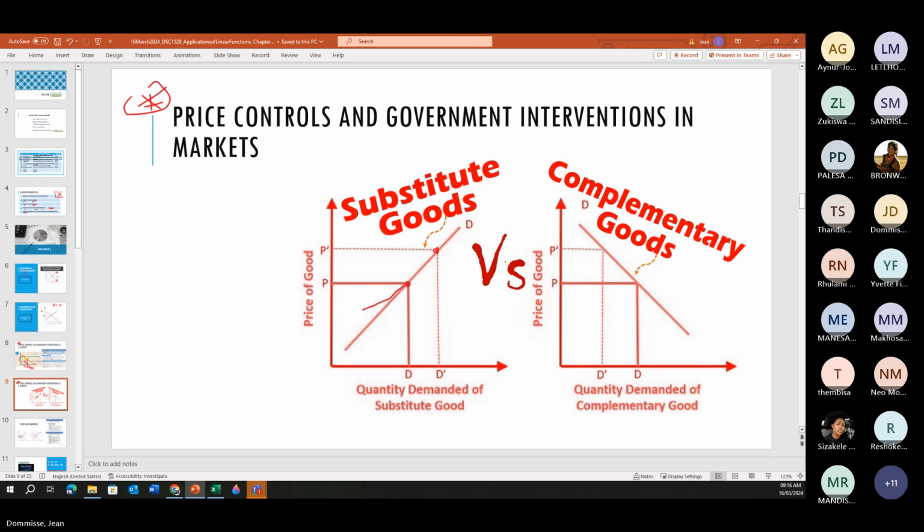So an easy one to think about for substitute goods is what happened nearly a year ago, when Prime hit our markets. Everybody was then substituting their Energade or Powerade and wanted to buy Prime. And Prime was just the in thing.